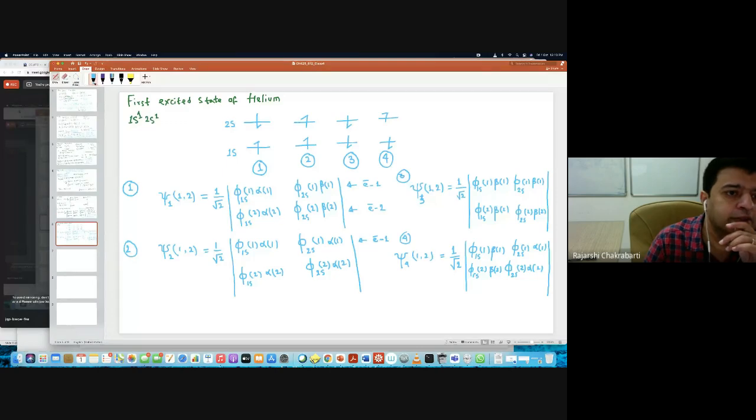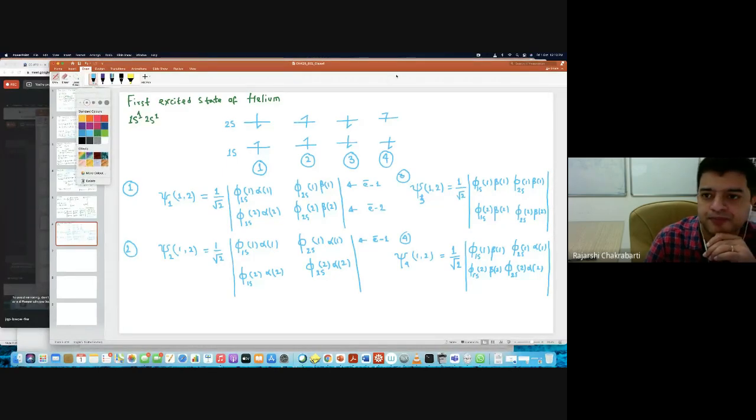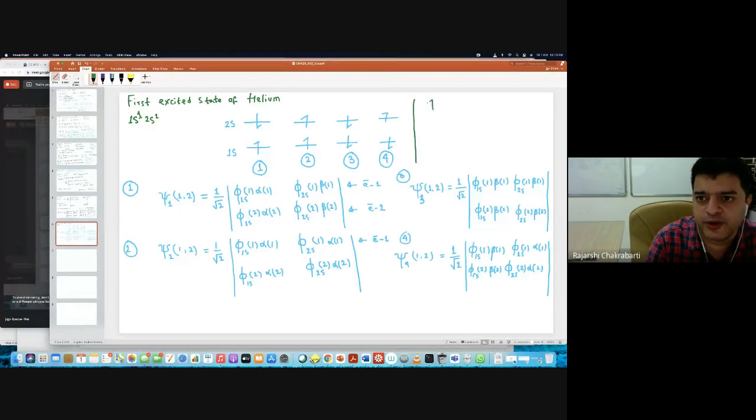Now recall a little bit of your class 11-12 chemistry. You remember that if I have a configuration, what is this called? Usually, what is this called? You have this or this.